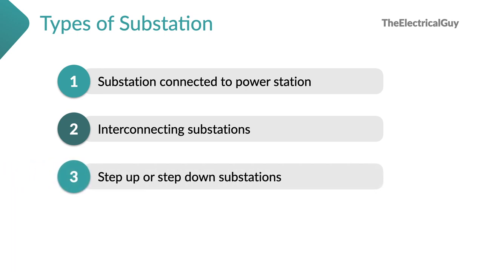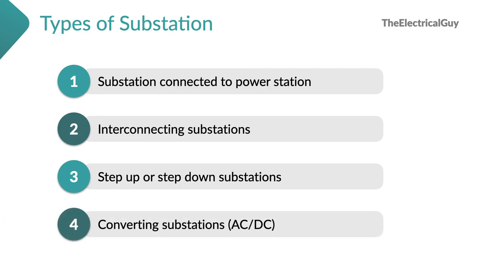The third one is of course step up or step down substations. As I said, when we generate electricity and then we transmit it at a very high level, that's when the step up substation comes into the picture. They step up voltage from, let's say, 11 kV to 245 kV, 400 kV or even 800 kV. And step down, when we come to the distribution network, then we need to step down that high voltage to a lower value so that the customer can utilize it. So that is step up and step down substations.